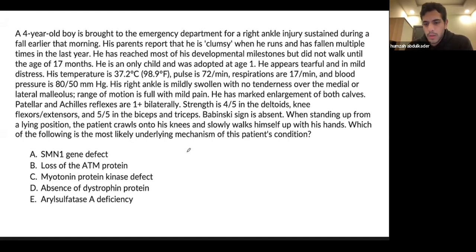Okay. Yeah, so you guys seem to know this. This is Duchenne's. As Walid mentioned, this last line is Gower's sign, right? Patient crawls onto his knees, slowly walks himself up with his hands. But let's start from the beginning. First of all, young patient, right? Duchenne's will always come young. Clumsy, right? They fall a lot. They say here he has marked enlargement of both calves, which is calf pseudohypertrophy. And so the answer here would be the absence of dystrophin.